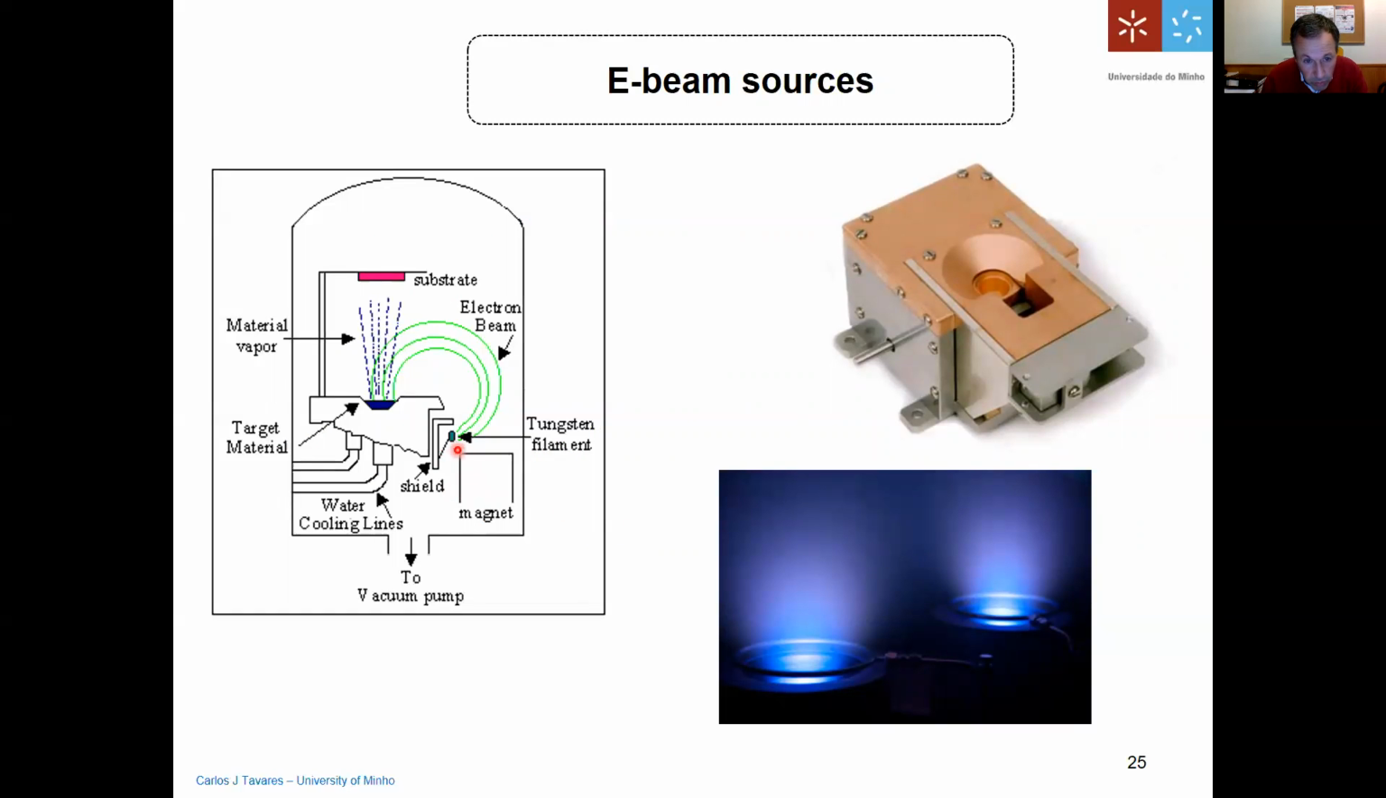Then, when the electrons are ejected from this cathode, from this filament, you need a magnet to provide this circular path to the electrons. And you have a very high energetic beam that will impinge on the evaporant source, will melt it, and will create this material vapor, which can be a metal, or a metal oxide, or a metal nitride, or another type of compound.